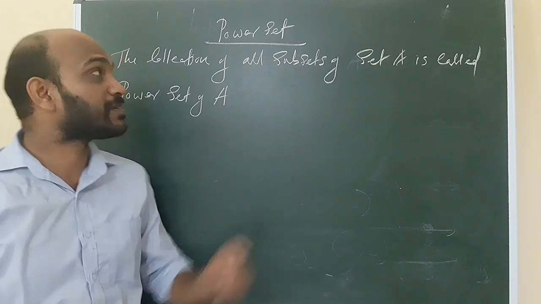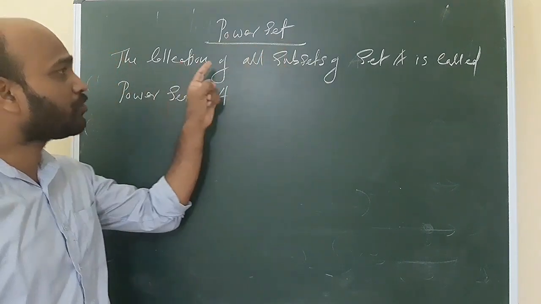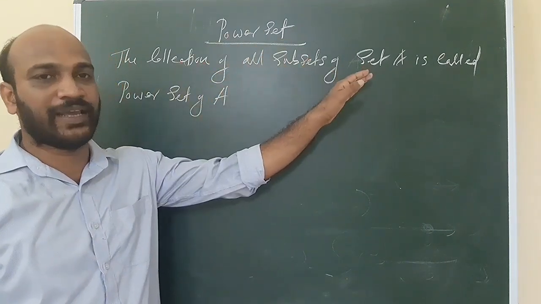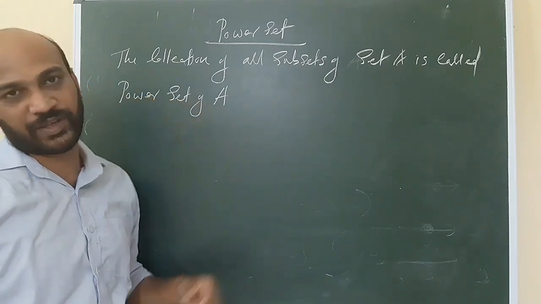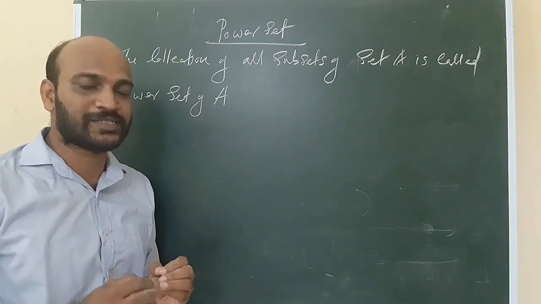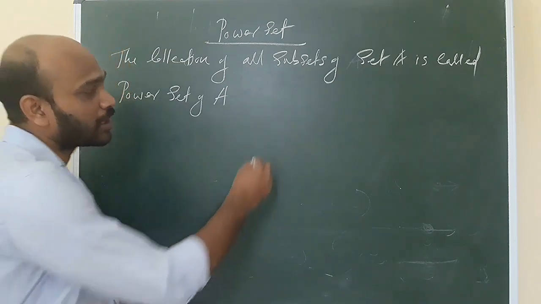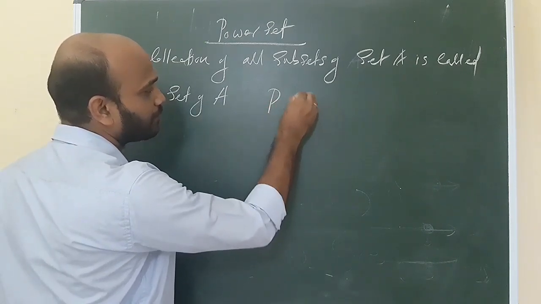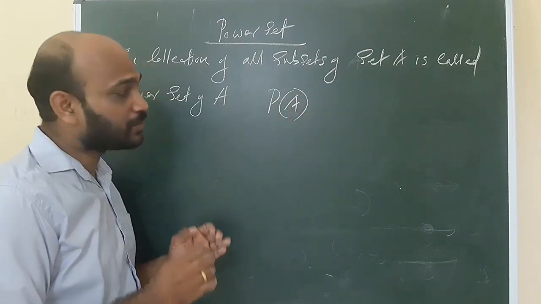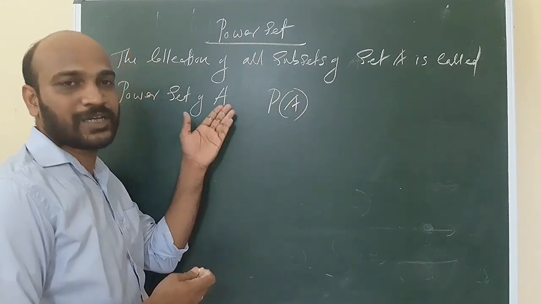Now next topic, that is power set. The collection of all subsets of a set A is called the power set of A and is denoted by P of A. P of A is a set whose elements are all subsets of A.